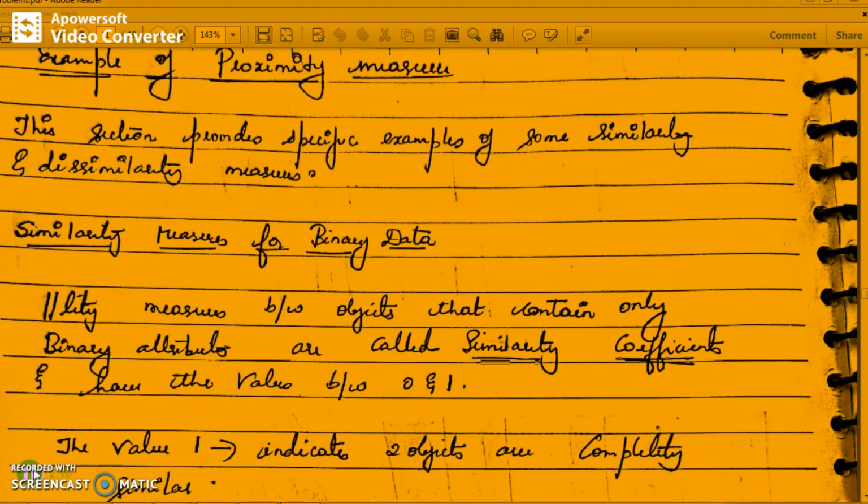Let's start with the binary data. So as you all know, what is binary data? All values are in zeros and ones, correct? Okay, so how to find out the similarity between the two objects whose values are binary values? We'll see that. Now you can see here, we'll take one example.